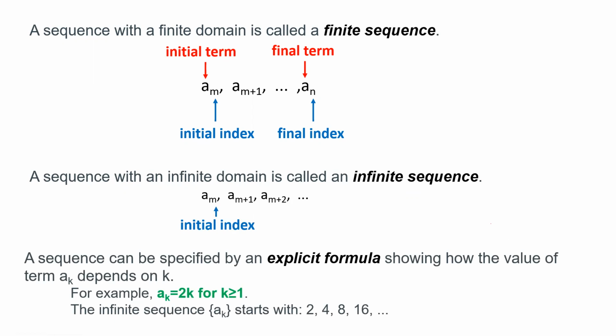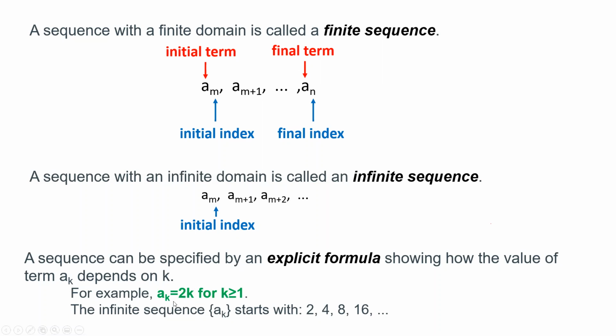Now, it's possible to define a sequence by an explicit formula. So for instance, here you see this green formula. We say A sub k equals 2k for k greater than or equal to 1. So that means that k can be anything from 1 all the way up. It's going to be these integers. So k won't be 1.5, because originally when we talked about sequences, we said that the domain is integers, right? So if k starts at 1, then the next one would be 2, 3, 4, and so on.